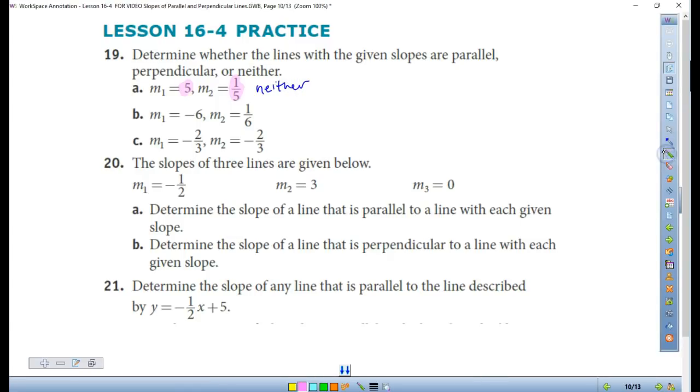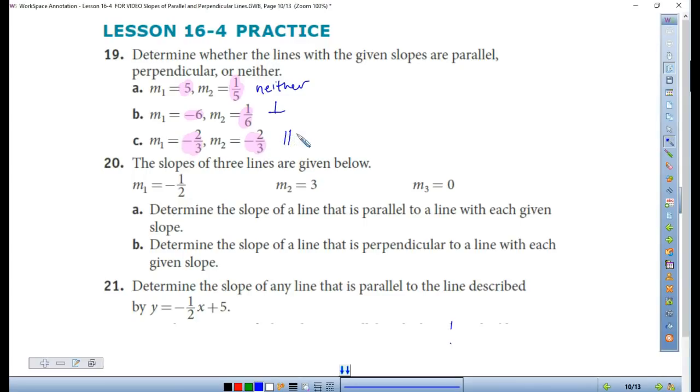How about these two? Negative 6 and 1/6. Flip it over, change the sign. That's perpendicular. These two, exactly the same. That is parallel.